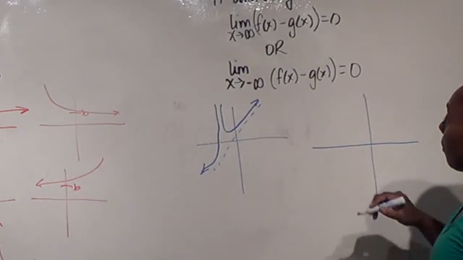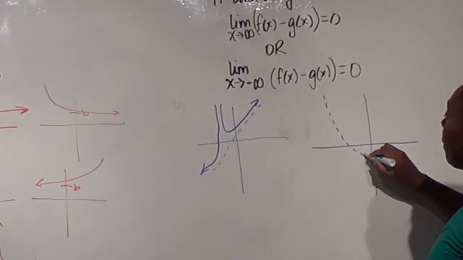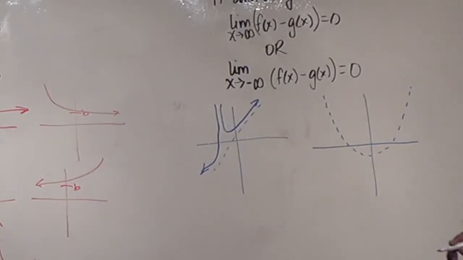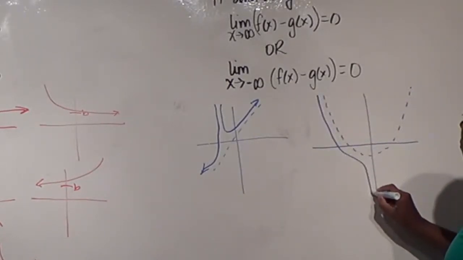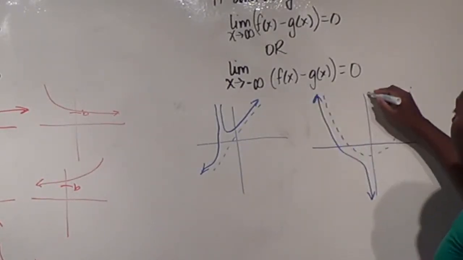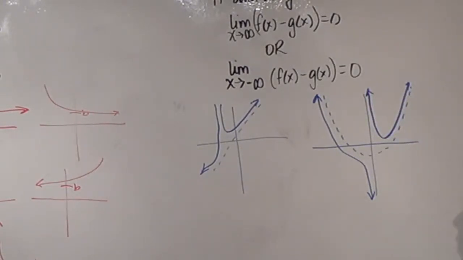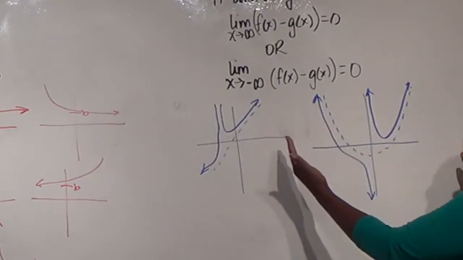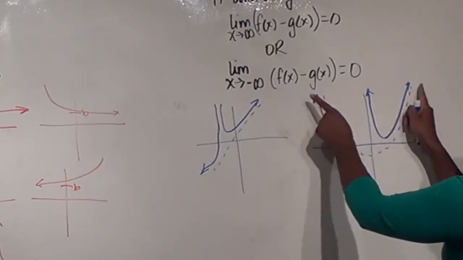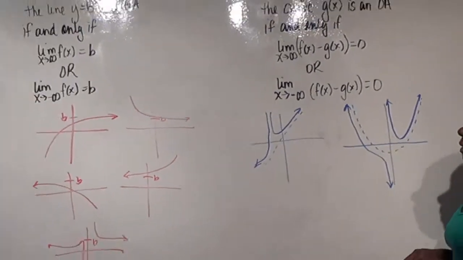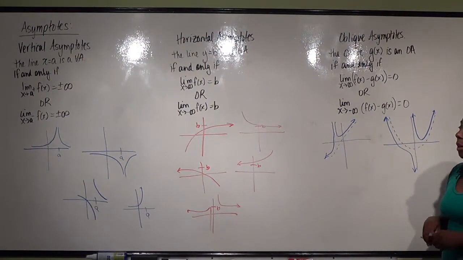Likewise, I could have something where it's not linear. So let's say that's my g of x, and my function follows the curve this way. Okay? So again, as I move further away from the origin, my values are getting closer and closer to the parabola. Okay? So those are some examples of what we mean by vertical, horizontal, and oblique asymptotes.